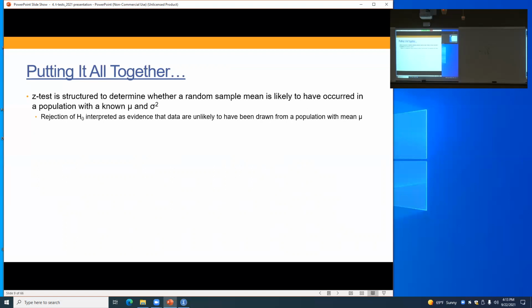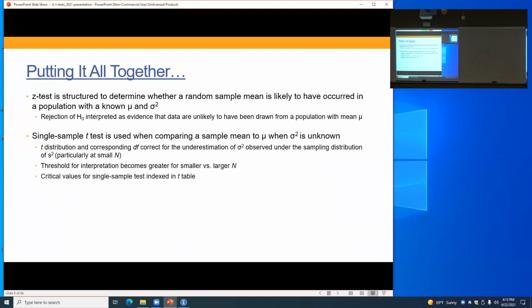But what I need to do if I don't know the population variance, which we rarely, if ever, do, is use our T distributions, right? Our single sample T test is used when we're comparing our sample mean to some known reference population value when the population variance is unknown. Our T distribution and corresponding degrees of freedom correct for the systematic underestimation of the population variance under the sampling distribution of our sample variance. Again, this is a tricky thing to wrap your head around.